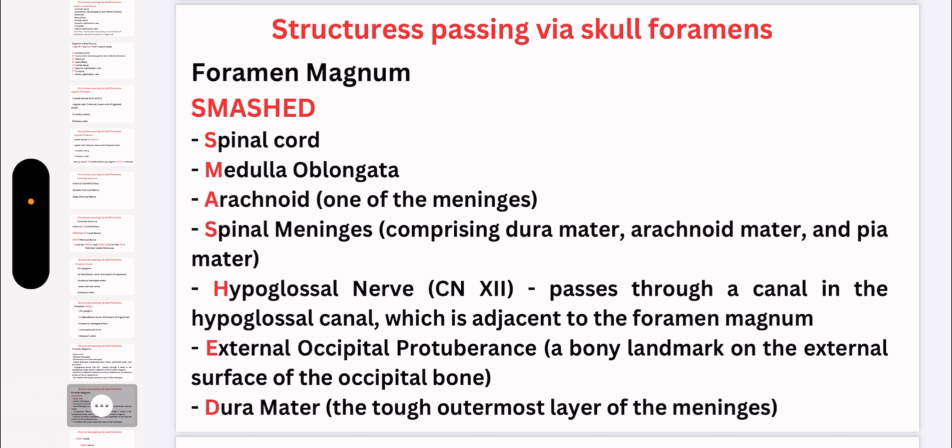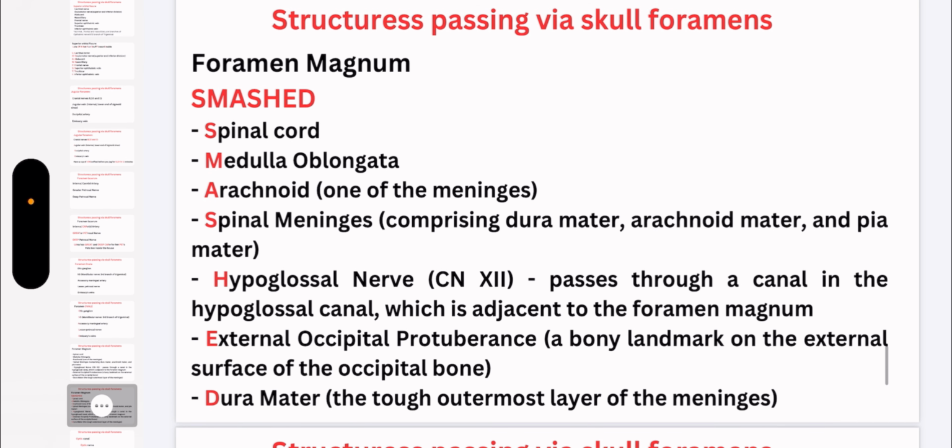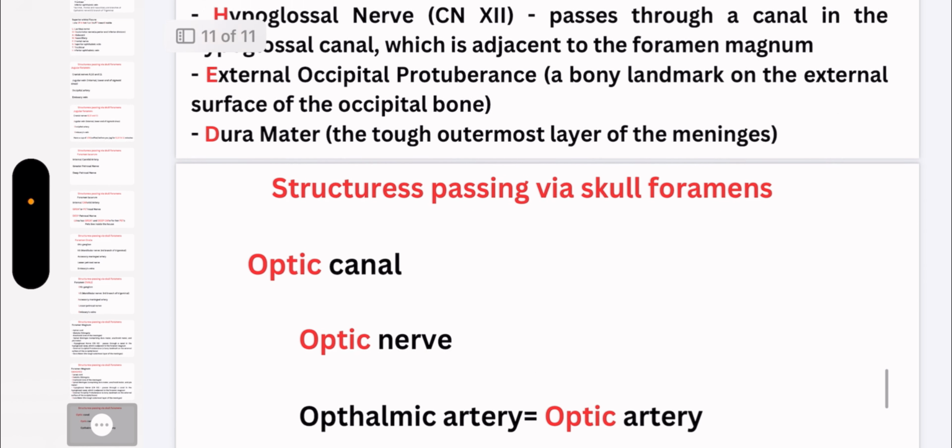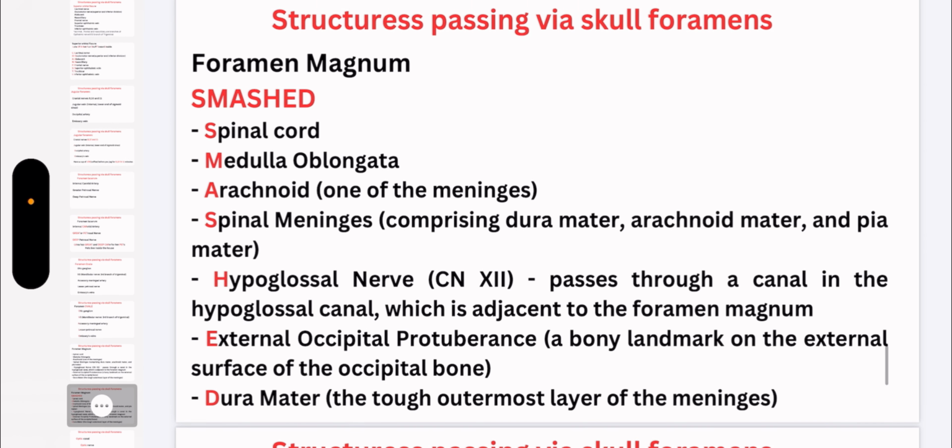Okay, foramen magnum, in the word, is smashed. S for spinal cord, M for medulla oblongata, A for arachnoid, which is one of the meninges, S for spinal meninges, including the arachnoid, H for hypoglossal nerve, which, as I said, does not pass through the foramen magnum, but it passes via hypoglossal canal, which is very close to the foramen magnum, as I will show in the picture in a minute.